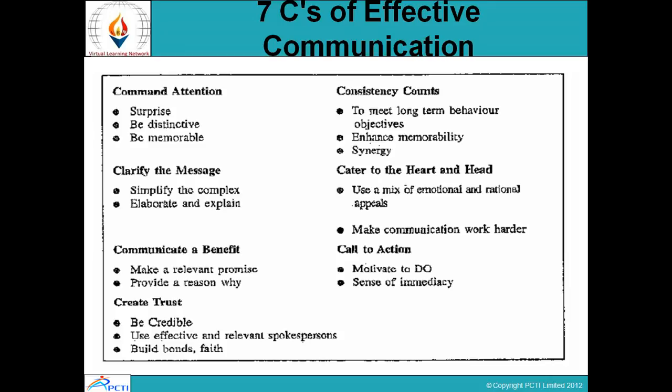So in this way, there are different C's of communication which play a very effective role in bringing about effective communication, which actually helps in materializing the deals. So these are the 7 C's of effective communication, and I am taking a revision of the same. Effective communication should focus on attention, message, benefit, trust, and counts of consistency. The message must be communicated from the heart and head collectively, and communication should be action-oriented, which will help to take the corresponding decision.